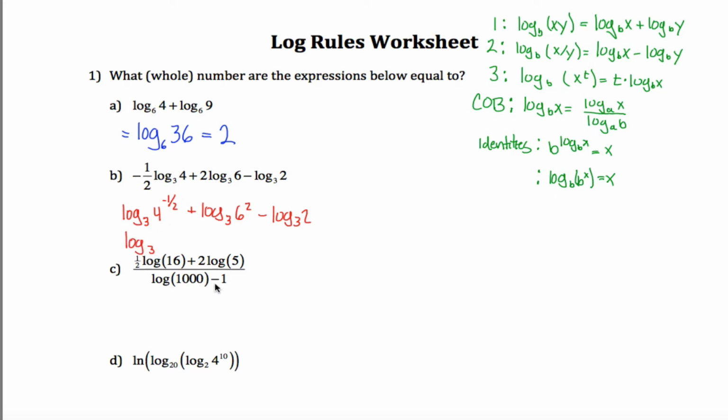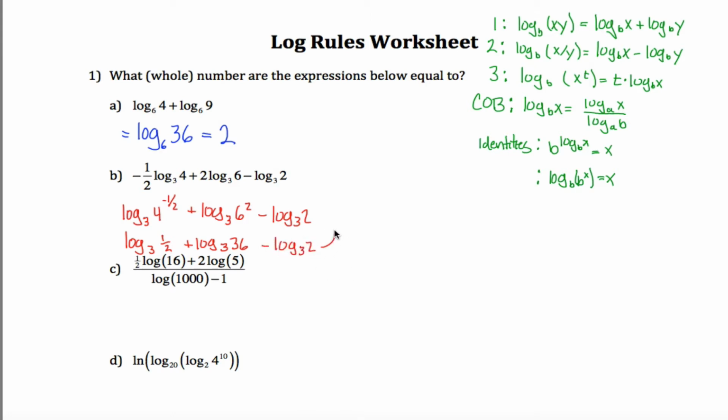4 to the negative 1/2 power. Well, the negative in negative 1/2 means take the reciprocal of it. So this is the same as 1 divided by 4 to the 1/2 power. And 4 to the 1/2 power is the square root of 4, which is 2. So this is equal to 1/2. And 6 squared is just 36. So that takes me here.